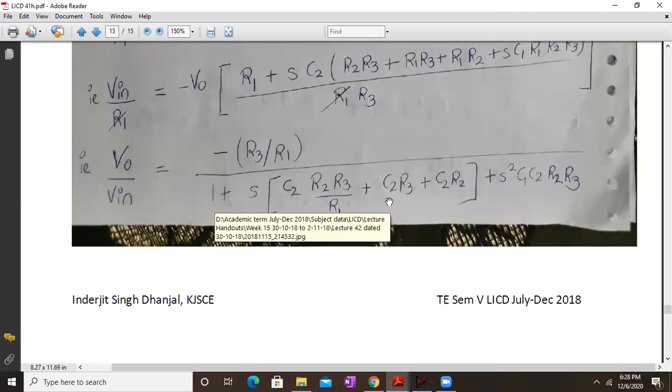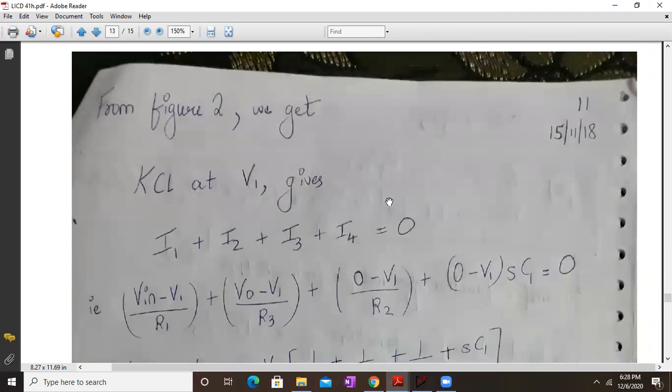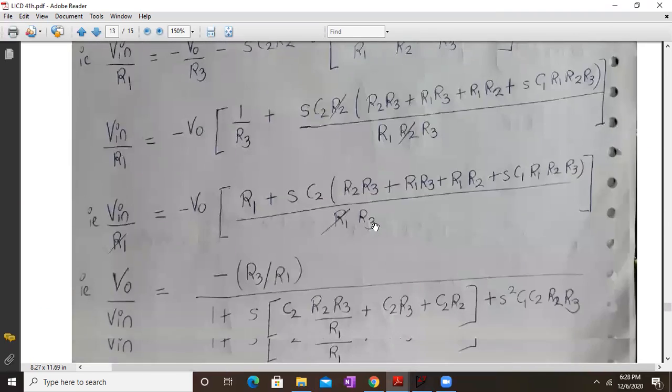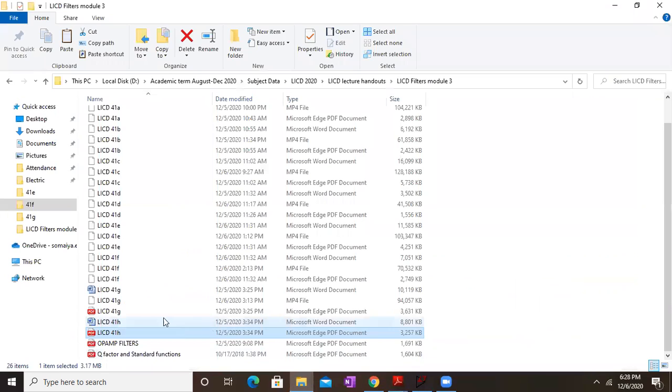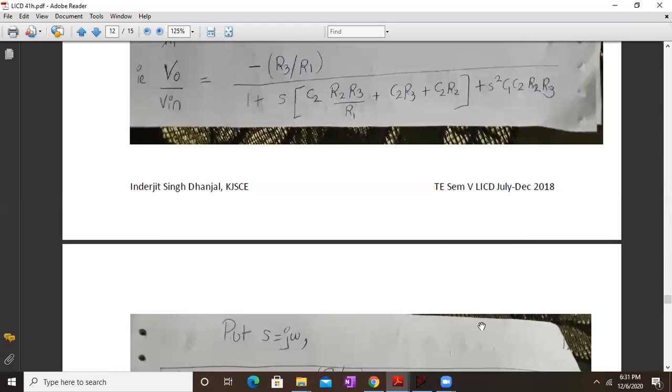Okay, so after this, I think one page is missing. I'll just find out where it is. It is page number 12 actually, so not a problem. I will check it out. Just a minute. Okay, I guess I have got the page, so I got a hold of it.